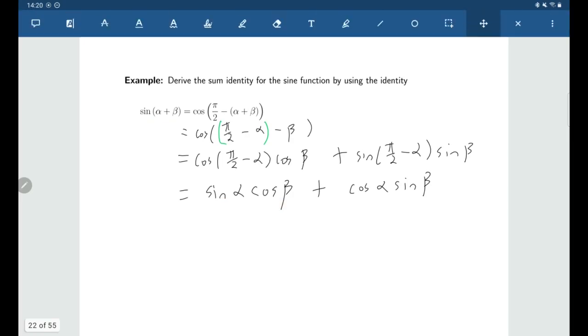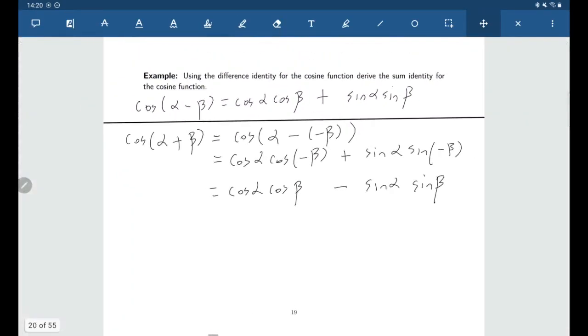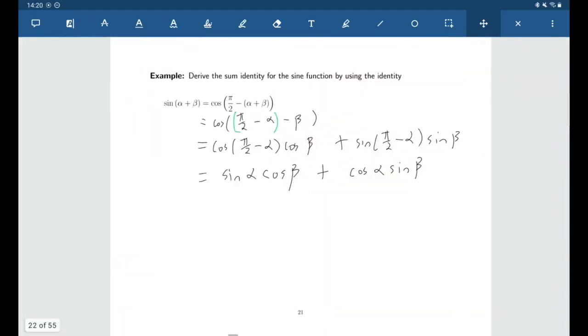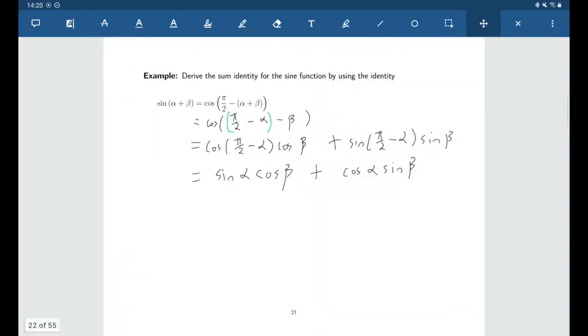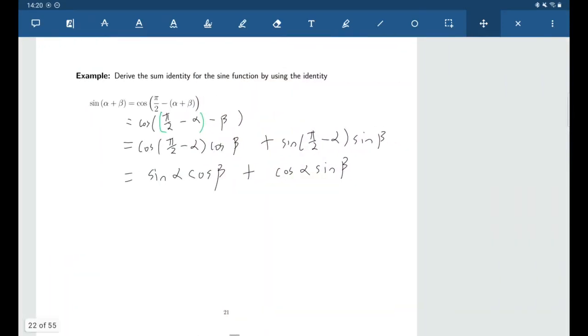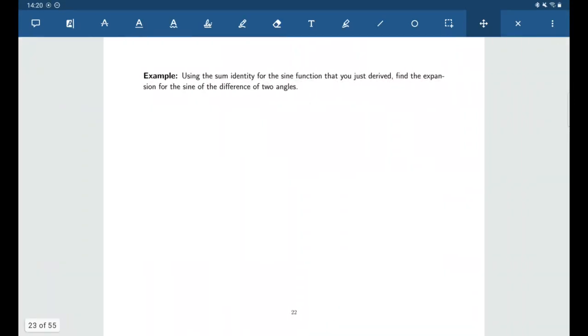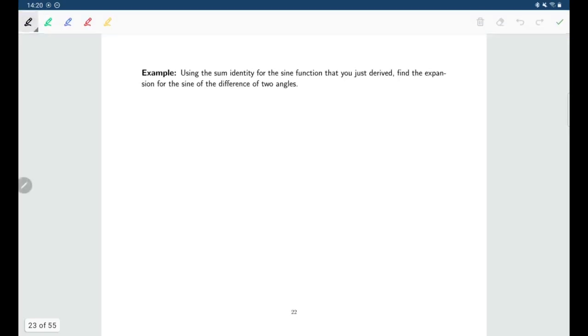And if you're thinking back to what we did a couple slides ago, where I used one cosine identity to generate the other, we're now going to do the same thing here, because now that we've generated the identity for sine alpha plus beta, we can go ahead and use that to generate the formula for sine of alpha minus beta. And that's because sine of alpha minus beta could be expressed as the sum of two angles if you thought of it as sine of alpha plus negative beta.